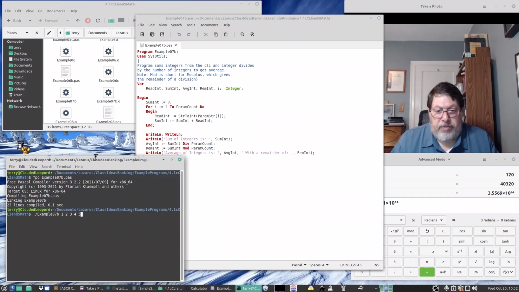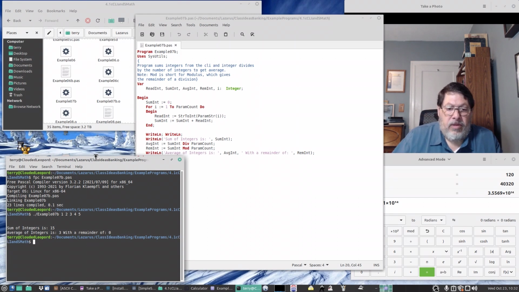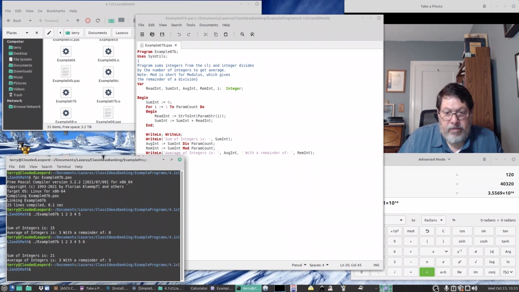And the result should be 15, with an average of 3, and there's no remainder here. But if we add 1, it says the average is still 3, but it now has a remainder of 3.